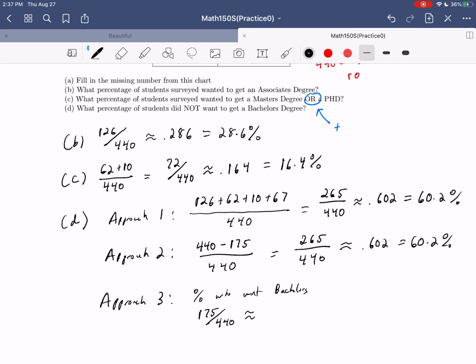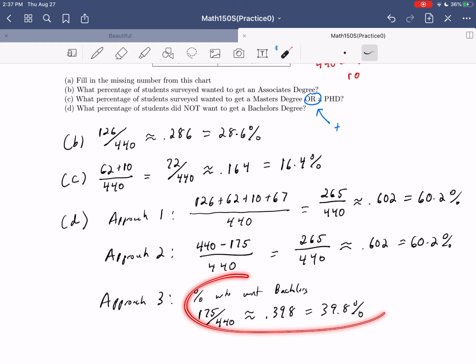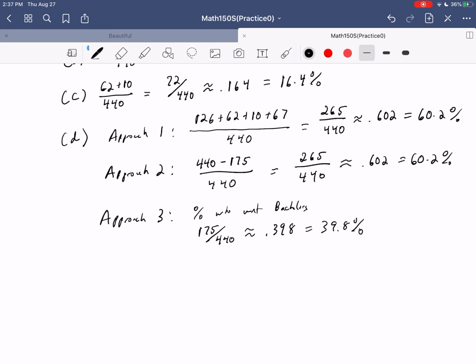We can go immediately to our calculator. 175 divided by 440. We should get 0.398, which is equal to 39.8%. So that's the percentage who want bachelors. The remaining percentage is the ones who do not. So the percentage who do not want bachelors would need to be 100% minus 39.8%, which of course gives us 60.2%.